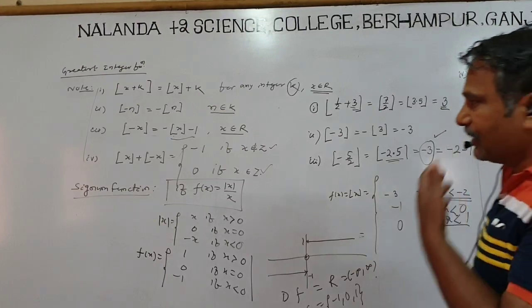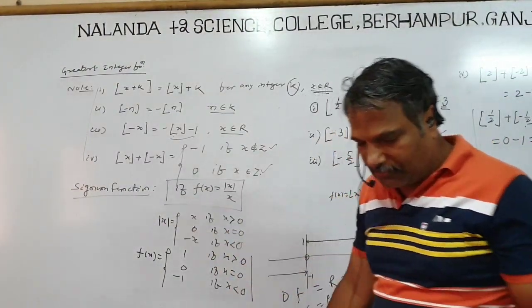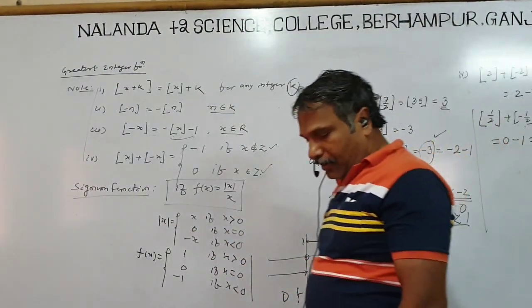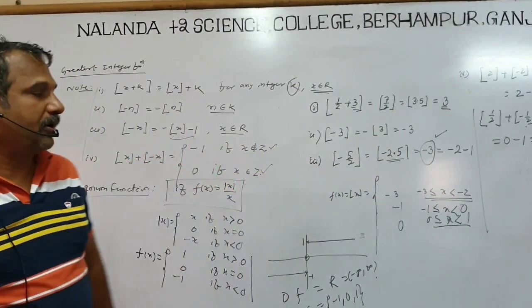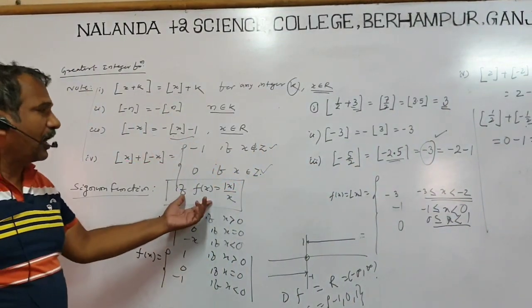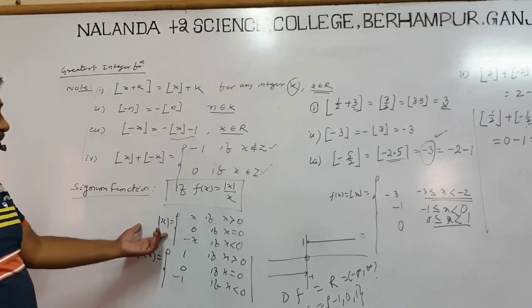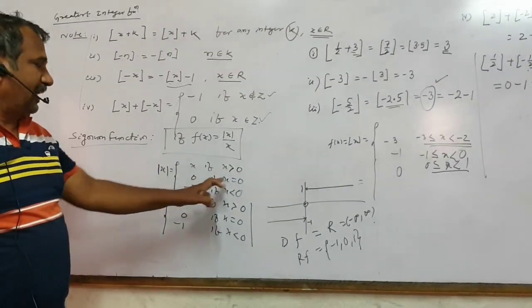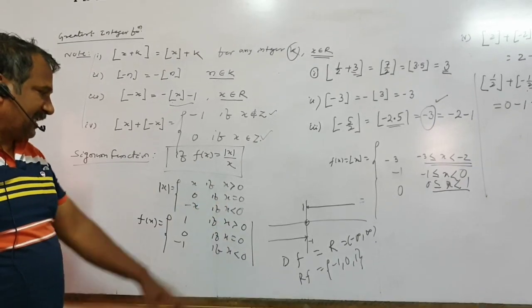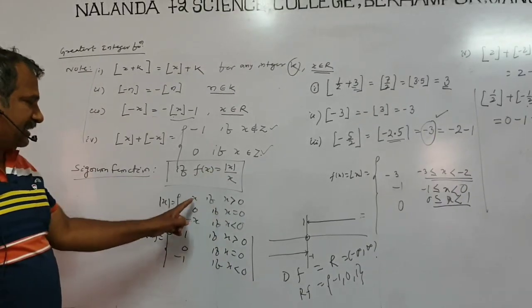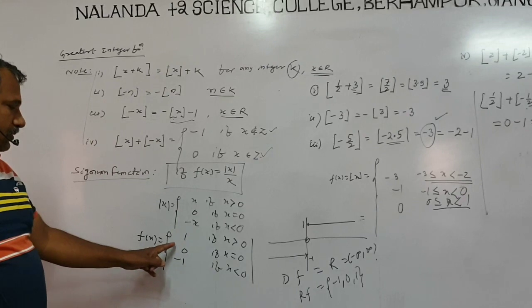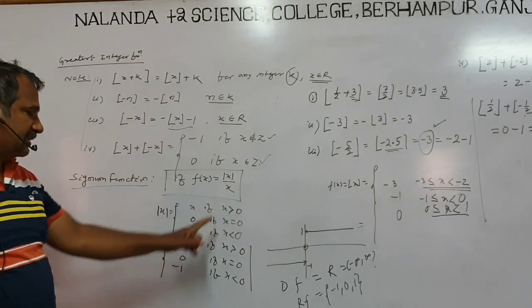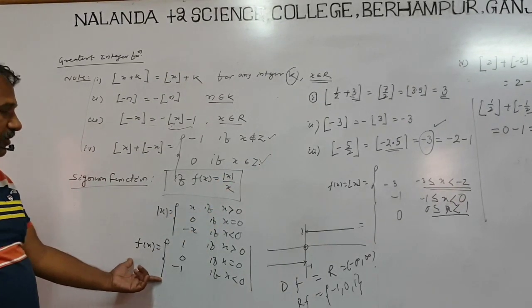Okay. Now what is the signum function? A function is said to be a signum function if f of x equals mod x by x. Now mod x, you already know that the modulus function is x if x is greater than 0, 0 if x equals 0, minus x if x is less than 0. If you divide by x, it becomes 1. Then 0, then minus x by x is minus 1. This is the signum function.